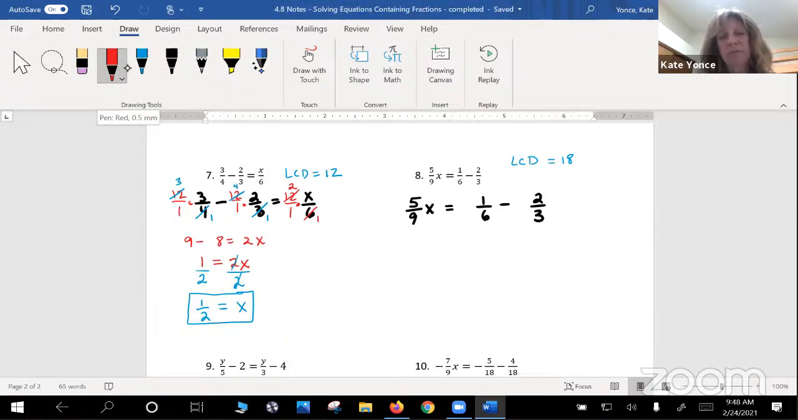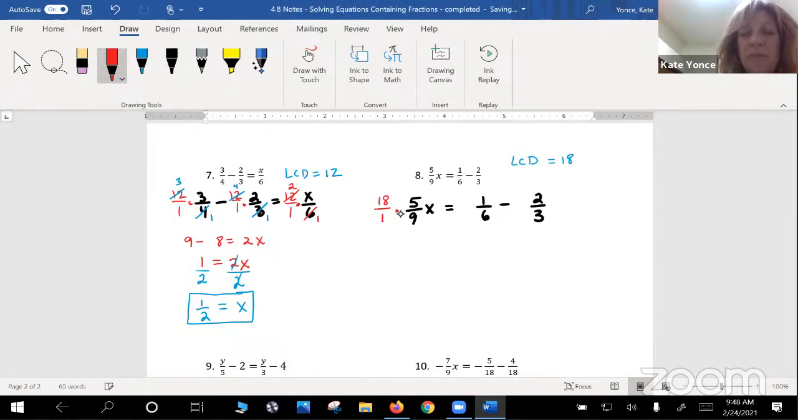You would multiply each fraction by 18 over 1. And then you would cross cancel, right? You would cross cancel each denominator, so that 9 would become a 1 and that 18 would become a 2. For the next section, the 6 would become a 1 and the 18 would become a 3. The next section, the 3 would become a 1 and the 18 would become a 6. Okay.